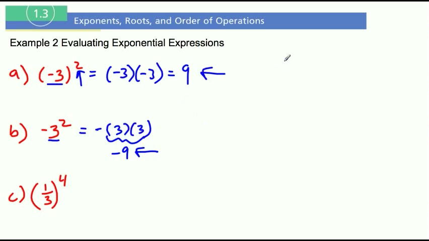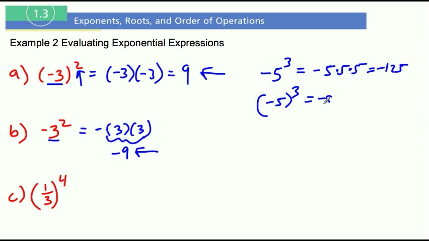So to illustrate that one more time, say if I gave you -5 to the power of 3 and -5 in parentheses raised to the power of 3, these are not the same. This right here equals negative 5 times 5 times 5, and that's -125. And this right here means -5 times -5 times -5, which is -125. So see how one's positive, one's negative?